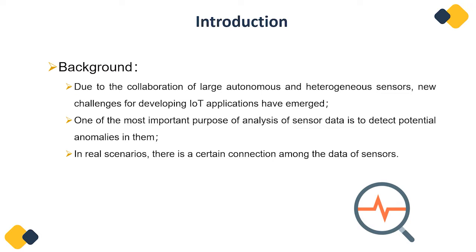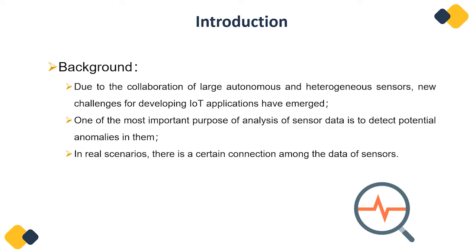Traditional anomaly detection mostly targets outliers based on statistics, distance, density, and clustering. However, these methods usually consider sensor data in isolation and ignore correlations between sensors. In the real world, there is a certain connection among the data of sensors. One sensor data may be normal on its own, but may be anomalous when considered together with other sensor data.